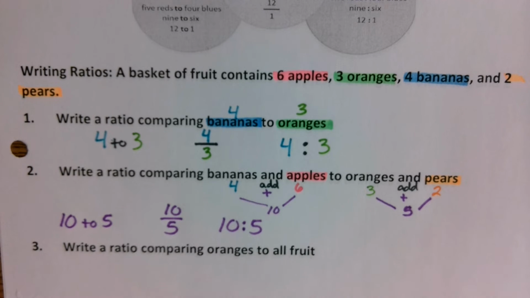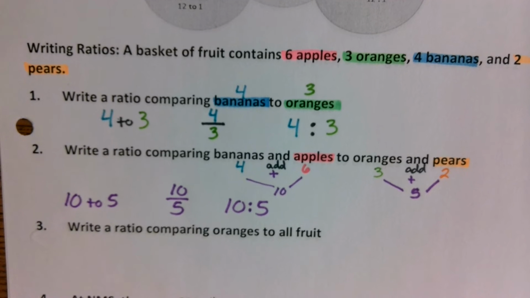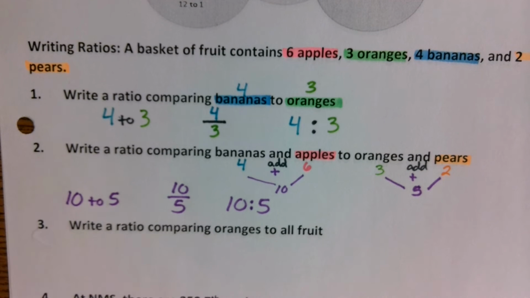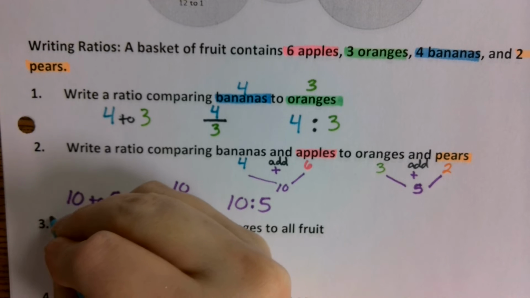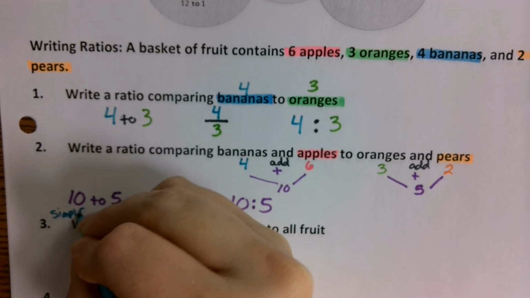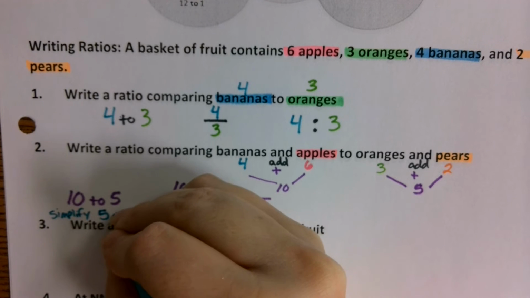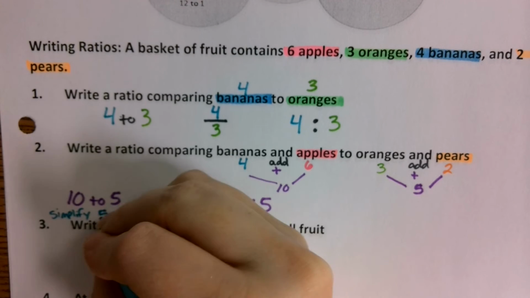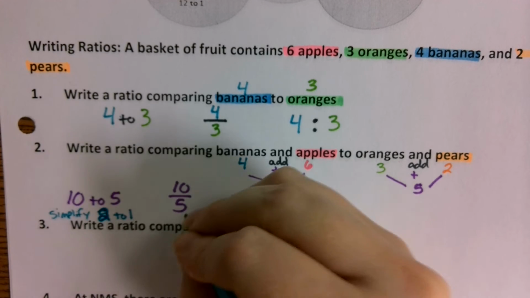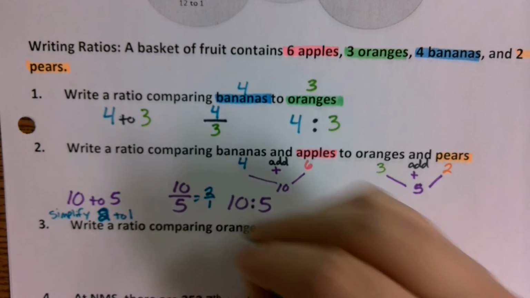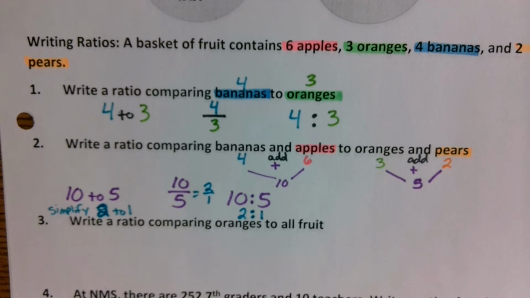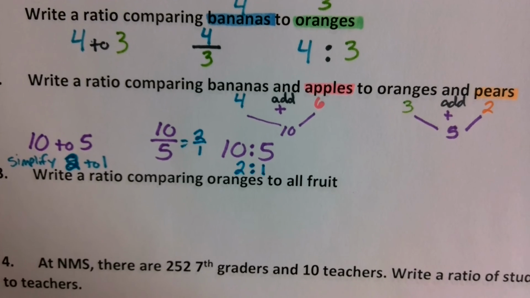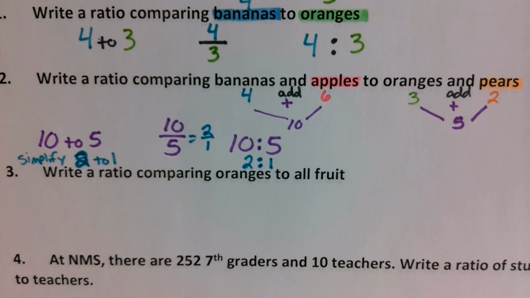Okay? Now, what's important, though, is you can simplify these. You should always try and simplify. If we were to simplify it, this would simplify to, I'm sorry, not 5, 2 to 1, or 2 over 1, or 2 colon 1. You want to make sure you simplify them. You don't convert into mixed numbers, but you do simplify.